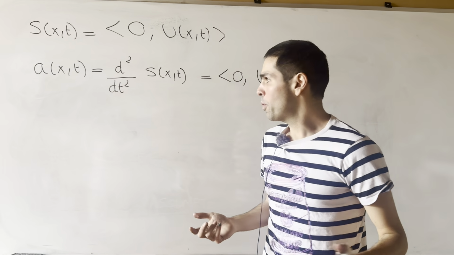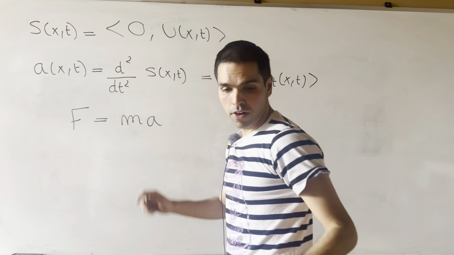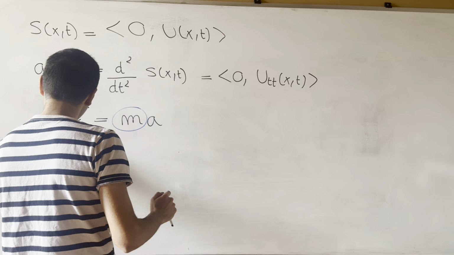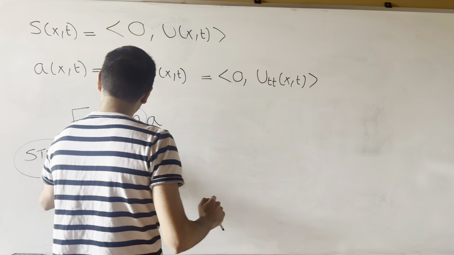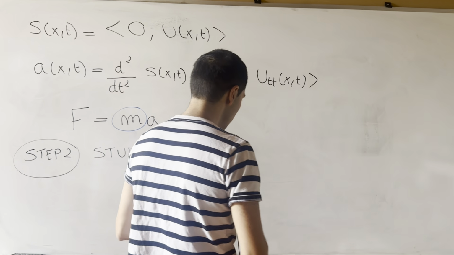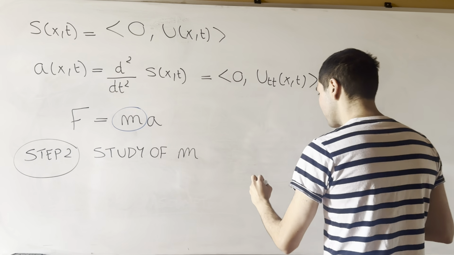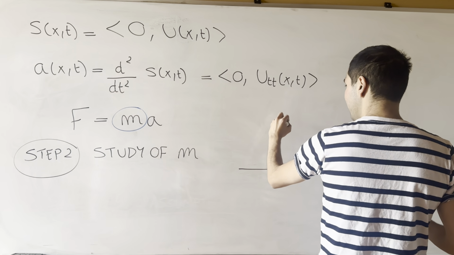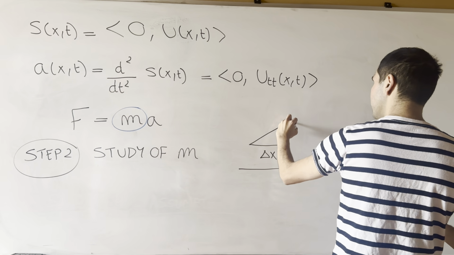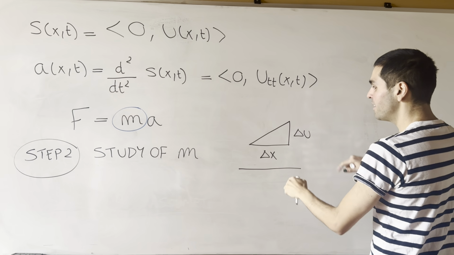And so the next part is studying m. So F is ma, and now let's study m. So that's step 2. Study of m. And we are doing this by using density. So once again, this is our string. Maybe this is delta x, and this is delta u. So the x displacement and the height displacement.